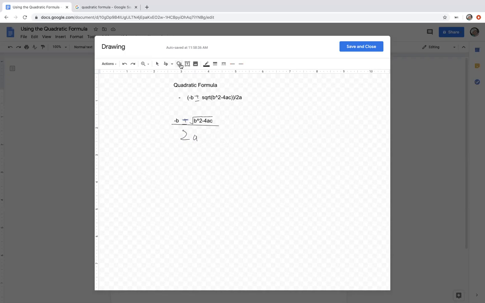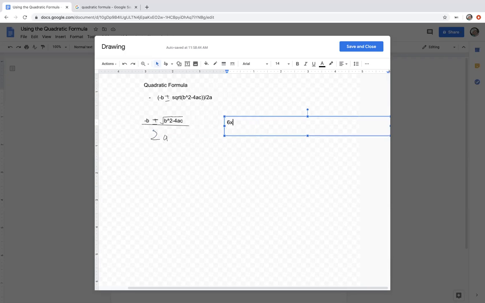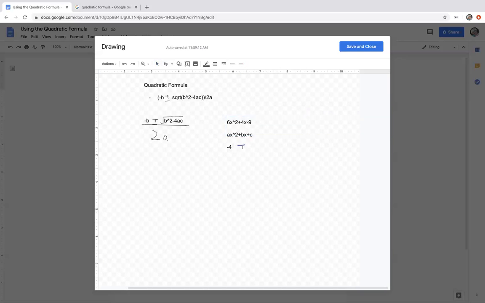So now let's make up an arbitrary quadratic and try to find its roots. 6x squared plus 4x minus 9. Now let's solve this quadratic. So we know that the form of a quadratic is ax squared plus bx plus c. So all you need to do for the beginning is find out what b is. Well, b is 4. So using the quadratic formula, it would be negative 4 plus or minus.